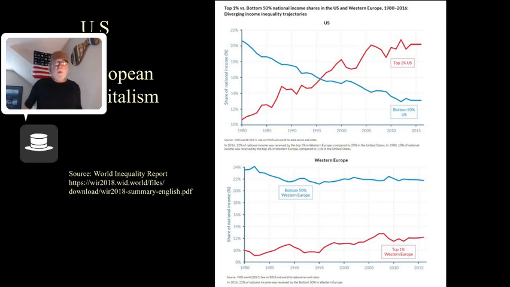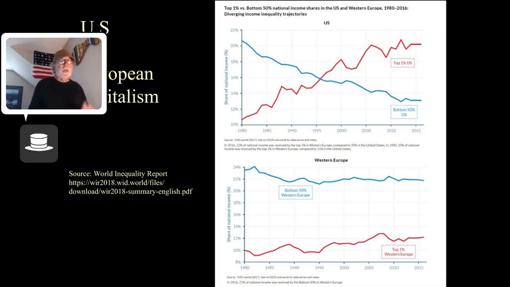You can see the difference over time. In Western Europe, you don't see a reversal of the proportion of income going to the top 1% and the bottom 50%, as you see in that top chart. Notice that at one point in time, you actually had the top 1% controlling less of the national income. And of course, now they control more than the bottom 50%. If we look at wealth distribution, it's even more obscene, okay? You don't see the same pattern in Europe.